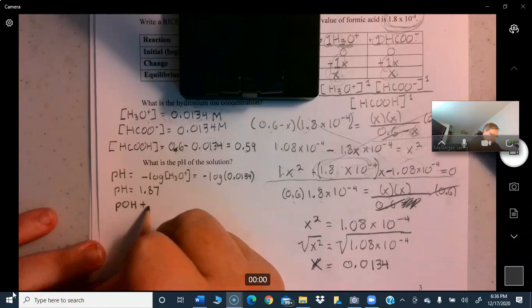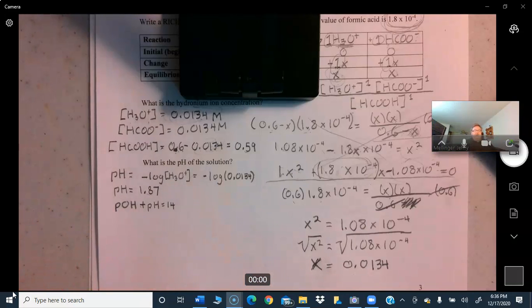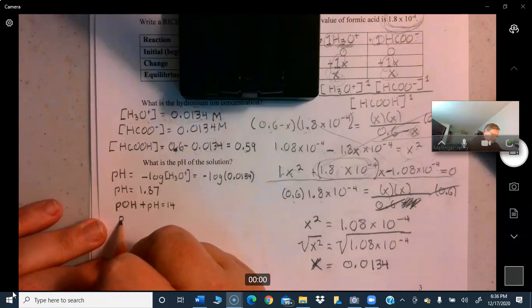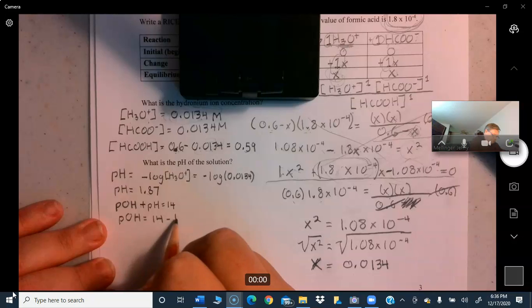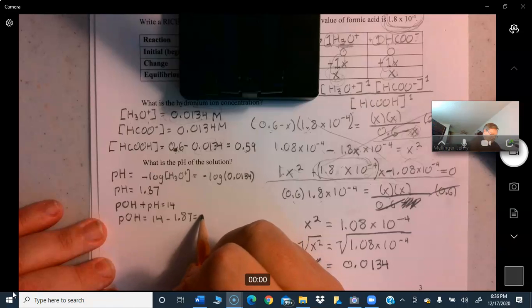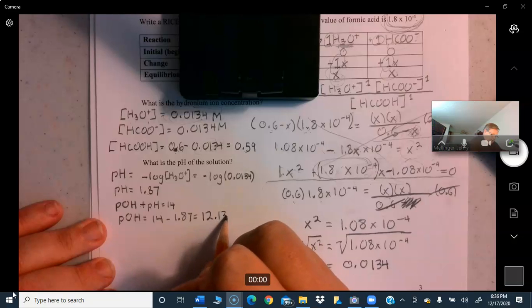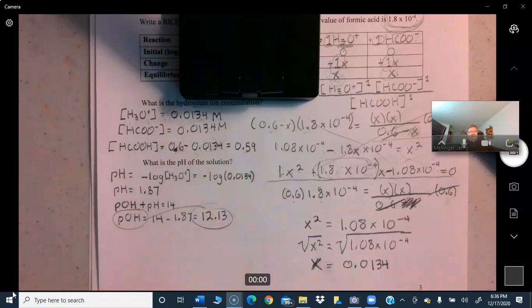And the formula is simply pOH plus pH equals 14. That's assuming 25 degrees, and unless stated otherwise, you can go ahead and assume that. It's just one of those assumptions you can make. All right? So that means that this is going to become 12.13. So this is that. Okay, that's the pOH.